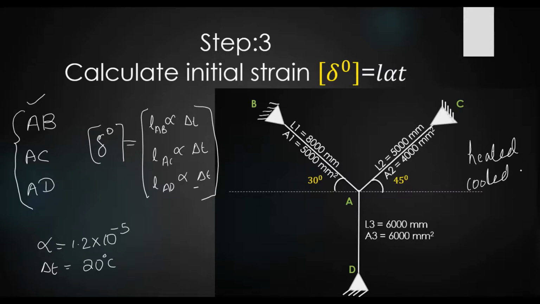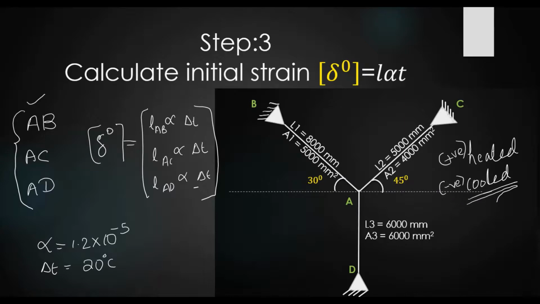If the members are heated up, or the temperature rises, we will take the values as positive. If the temperature gets reduced, or if it is cooled down, then the strain will be taken as negative. So here in our question, we have a cooled temperature, the temperature is reduced by 20 degrees Celsius, so we are taking all the values with a negative sign.